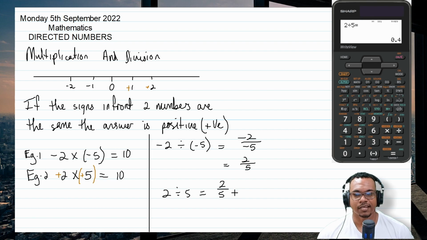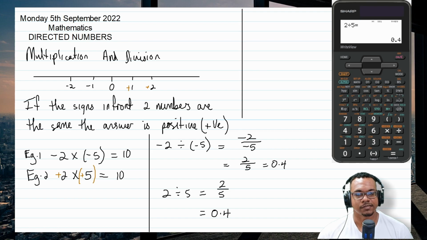All right. So that means I could have written this as positive 0.4. And same thing here. This is positive 0.4. All right. So positive answers, signs are the same. All right. So let's look at the next rule now when the signs are different.